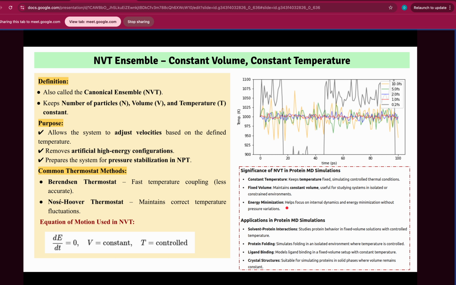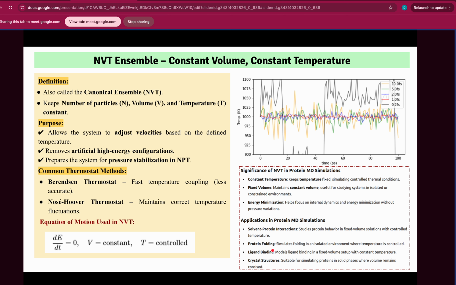Energy minimization helps to focus on internal dynamics, energy minimization without pressure variations. So what is happening internally, that study we do with NVT. Applications are solvent-protein interactions. With solvent, how my protein is interacting, those interactions can be studied.